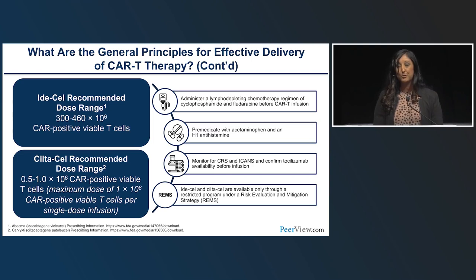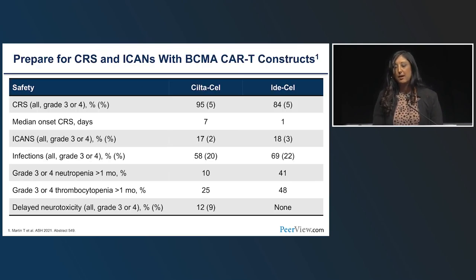You have to have tocilizumab, usually at least 2 doses per patient when patients are getting these types of therapies. And again, there is a REMS program, which is to make sure our patients are very safe and have the best outcomes possible.